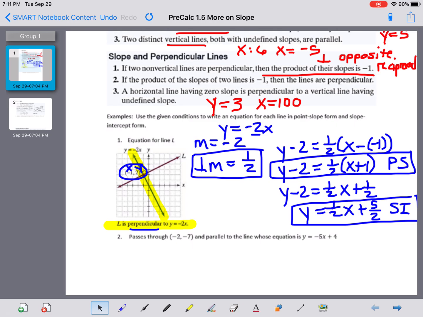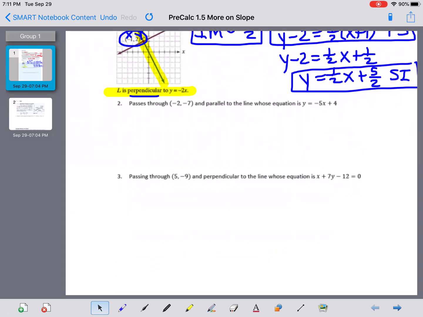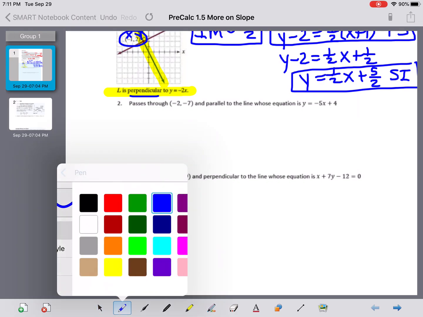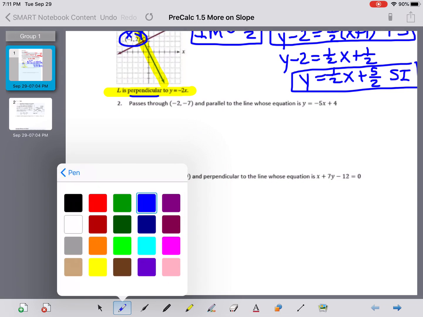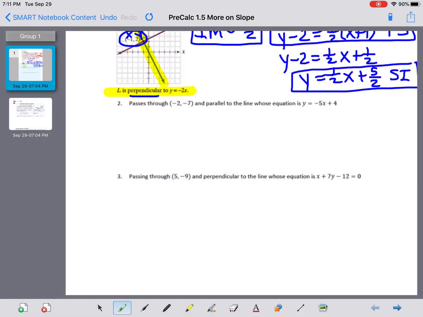For number 2 here, I have my line passing through the point -2, -7, and it's parallel to the line whose equation is y equals -5x plus 4. All I need from this equation is my slope, which is -5, and my parallel slope is the same, so it's also -5. That's what I'm going to use for the rest of my work.